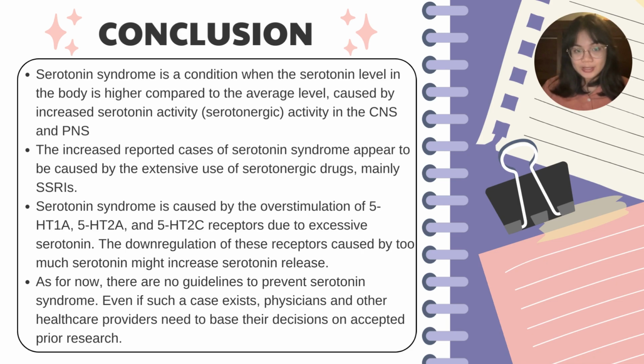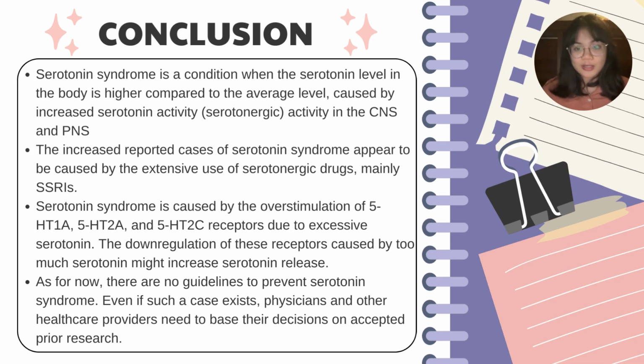So, serotonin syndrome is a condition when the serotonin level in the body is higher compared to the average level. This is caused by increased serotonin activity in the CNS and PNS. The increased reported cases of serotonin syndrome appear to be caused by the extensive use of serotonergic drugs, mainly SSRIs. Other antidepressants such as MAOIs can also affect the serotonin levels in the body. Taking more than one drug and changing the dose without medical advice can also cause serotonin syndrome. Genetic factors can also play a role in how a person is exposed to serotonin syndrome.